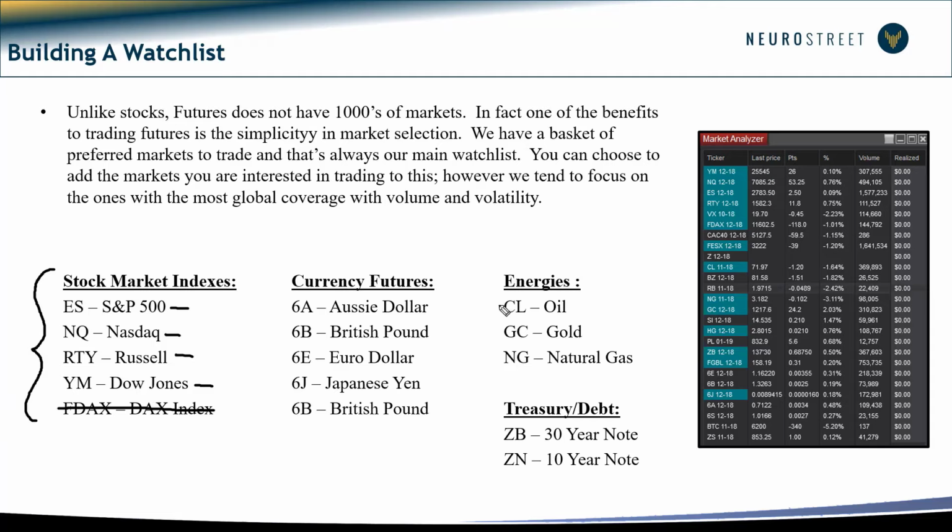And then you've got currency futures. So you've got the Aussie dollar, the British pound, the euro dollar, the yen, and the British pound here. Oh, I've got the British pound here. I should have the CAD dollar. That was a mistake. It should say 6C here. So this should say 6C, and that should say the CAD dollar, the Canadian dollar, okay?